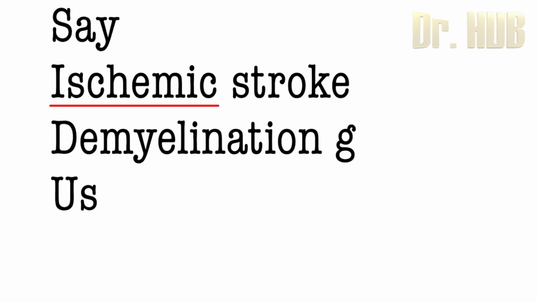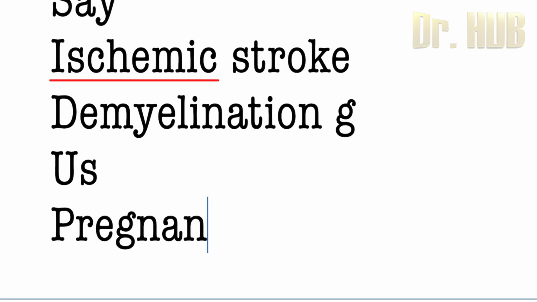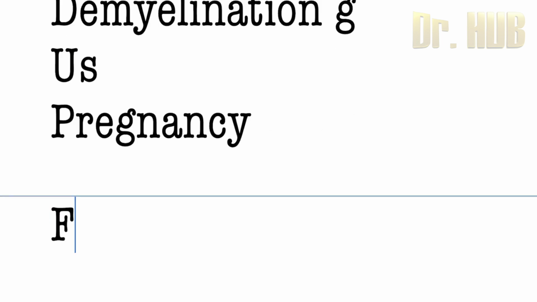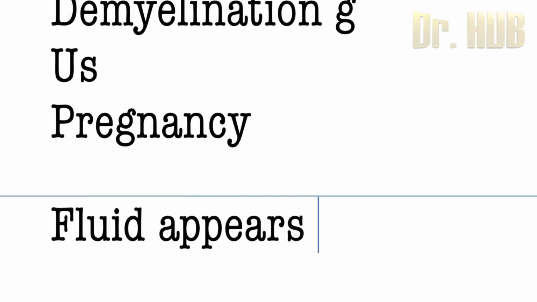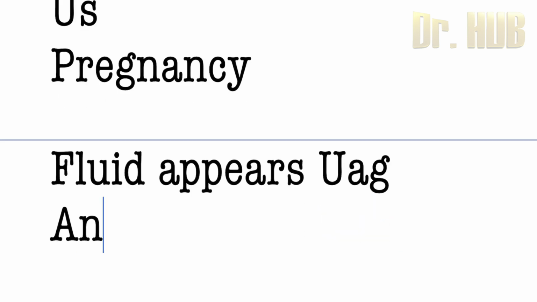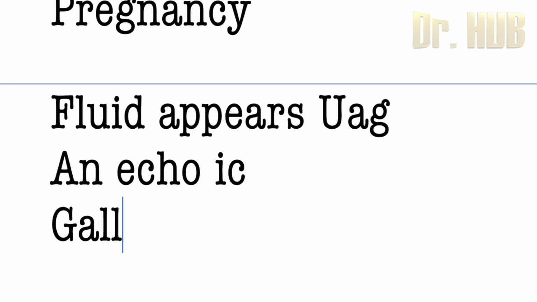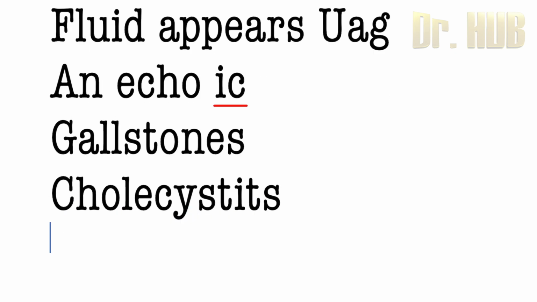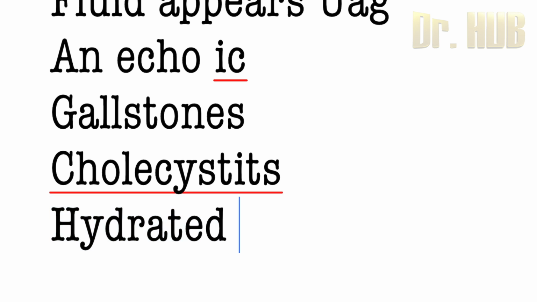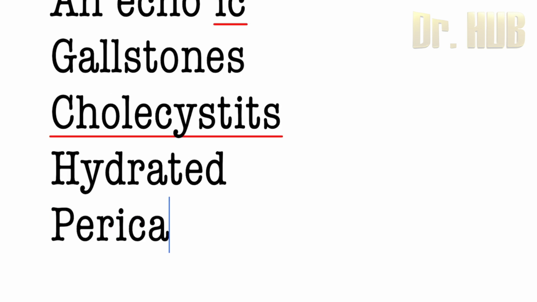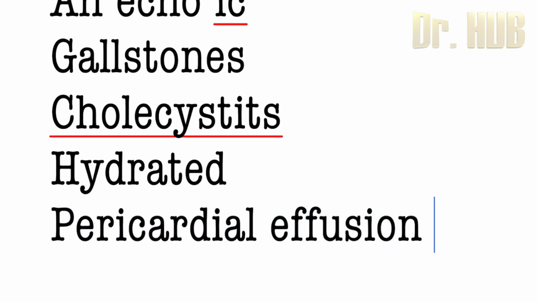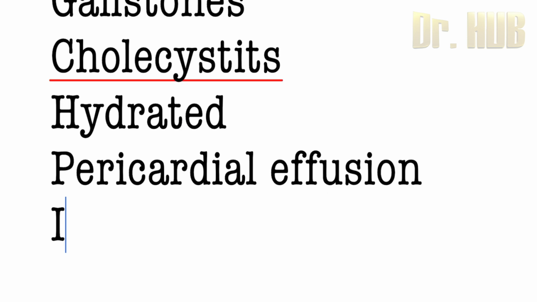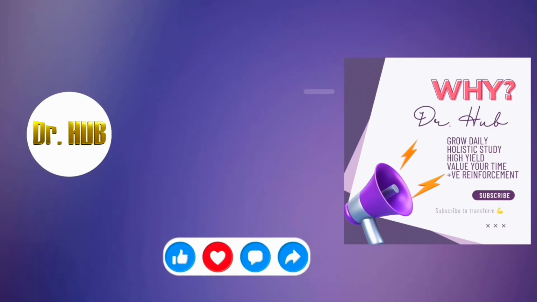Then we move on to the US, that is ultrasound. It is the investigation of choice for all emergency pregnancies. Fluid appears anechoic on the USG. Then comes the presence of gallstones, then acute cholecystitis. There's a hydatid cyst as well. Then the minimal pleural and pericardial effusion. Then comes infantile hypertrophic pyloric stenosis.